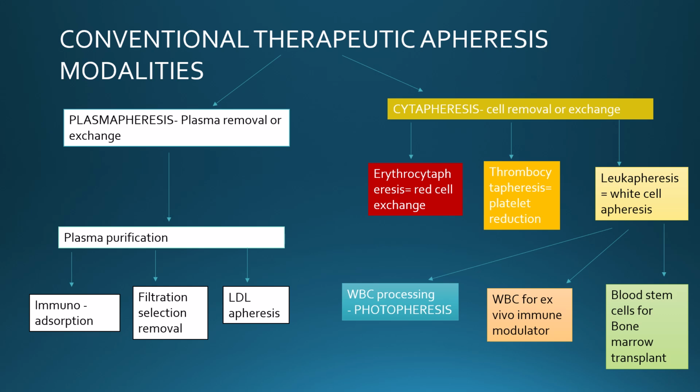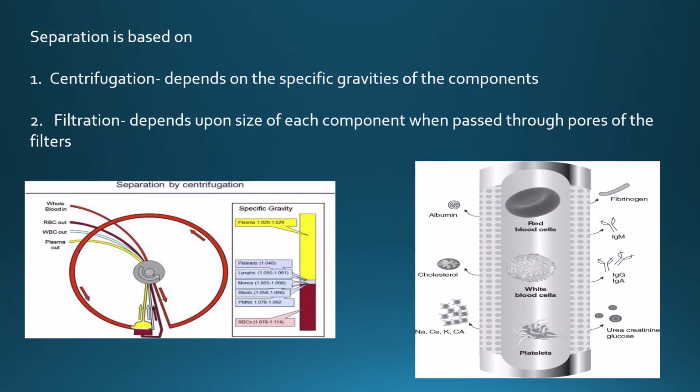Now, we see how the separation works in apheresis. The key lies in the highly controlled process of separation, in which a patient's blood is withdrawn and passed through an apheresis machine, where it is divided into its core components: red cells, white cells, platelets and plasma. This separation is achieved through one of two main techniques, either centrifugation or filtration.